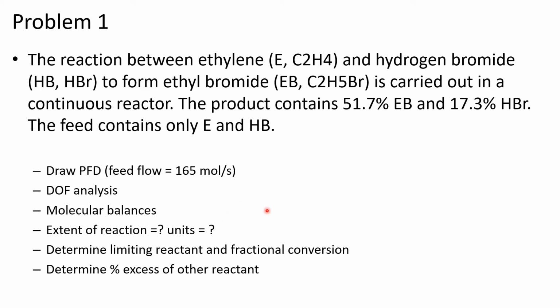So before moving to the next slide, I would ask that you pause this presentation and do two things. One is to write and balance the chemical reaction between ethylene and hydrogen bromide to form ethyl bromide. Then also draw a process flow diagram with the information that you're given here and a feed flow rate of 165 moles per second. So please take a couple moments now, pause this presentation, and do that.